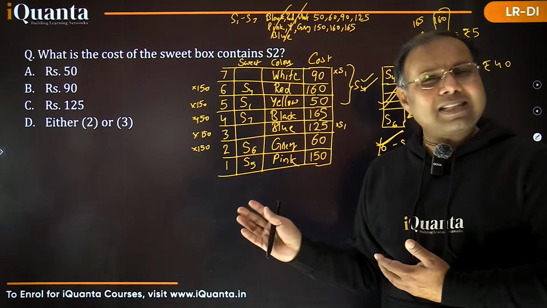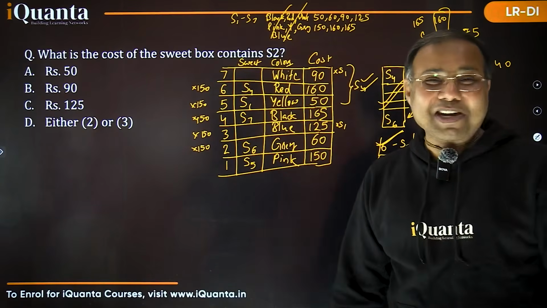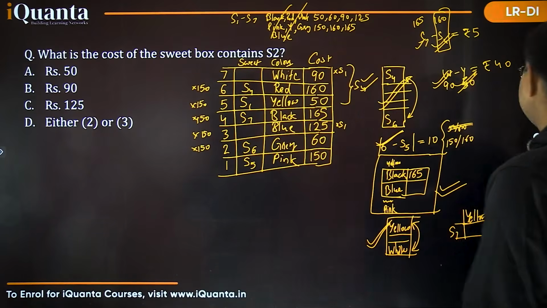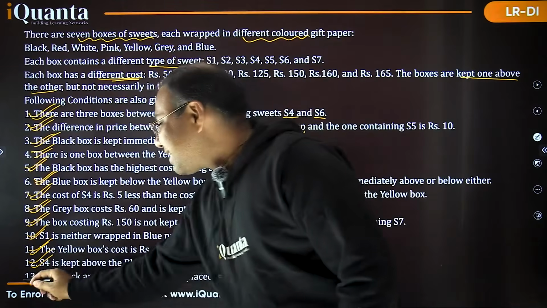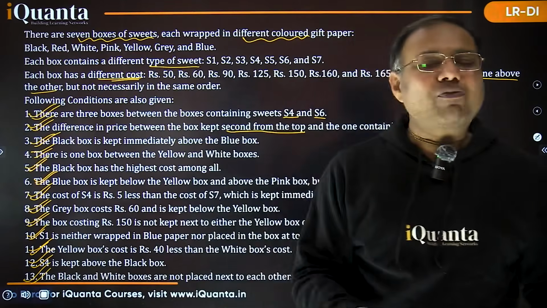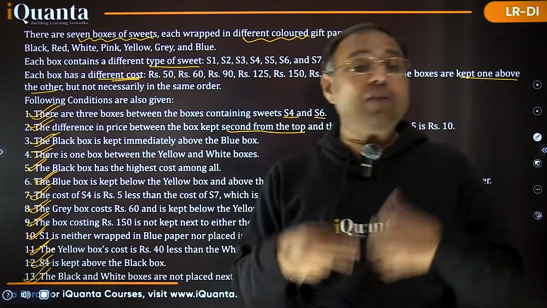Sir, we already know this, right? No need to mention this point. So this information was redundant, right? This information is called redundant. It is not required because we have already deduced that. We have already figured it out, right?